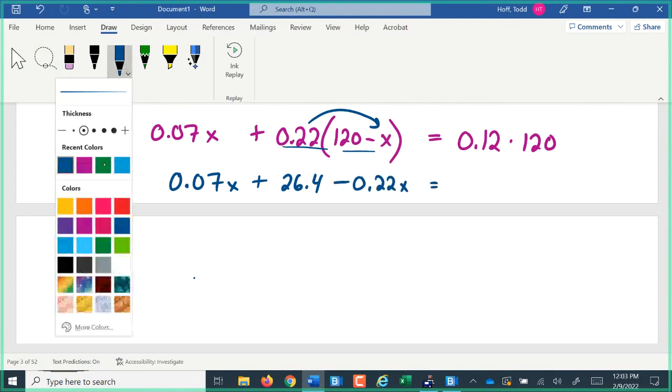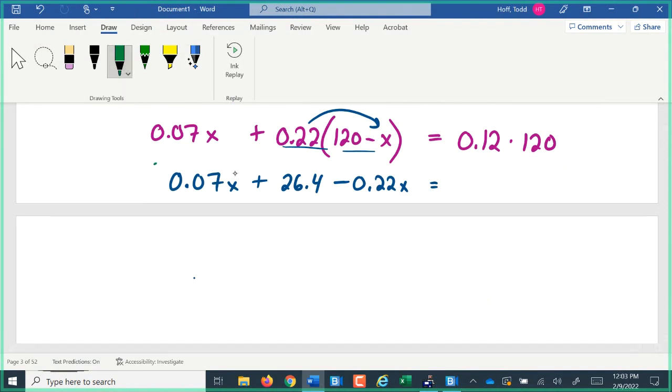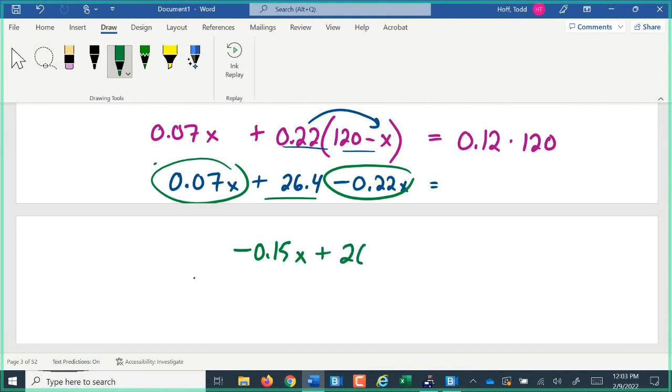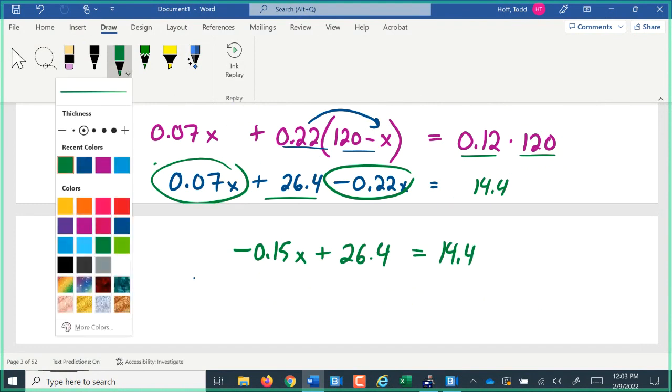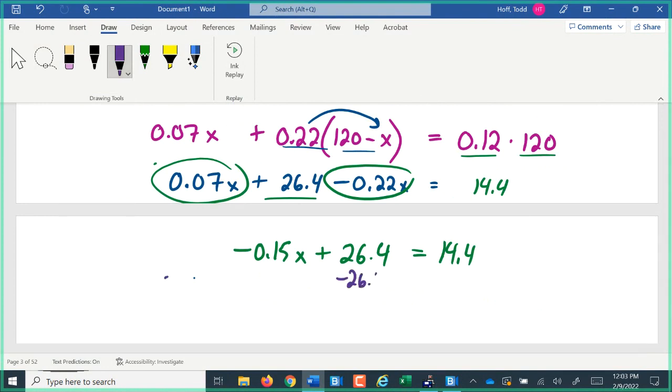Now there's more we can combine here. We have the 0.07x and the negative 0.22x. That is a negative 0.15x. We'll have the plus 26.4. On the right side, we have 0.12 times 120. That is 14.4. Now we're ready to go through the process of solving. So we'll subtract the 26.4.